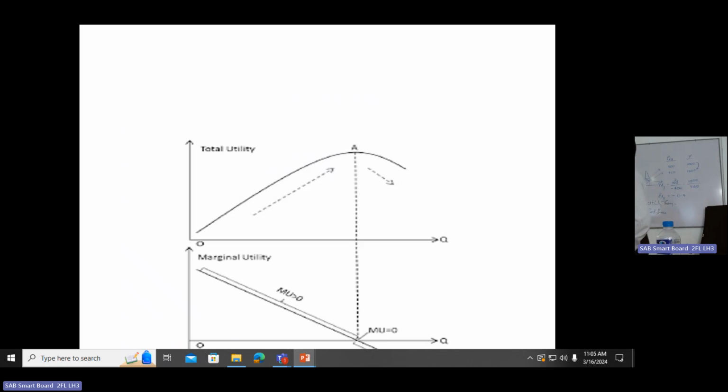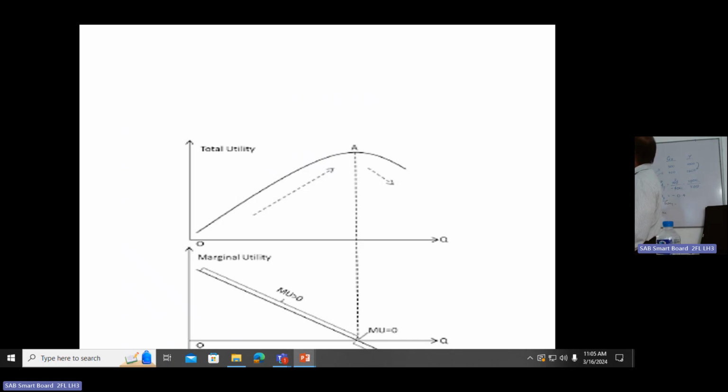So what happens to total utility? When you consume the first, second, third, fourth unit and so on, total utility increases. It comes to the maximum level, and thereafter total utility tends to decrease. So this is the feasible, positive area. But here we see total utility increases at a decreasing rate.